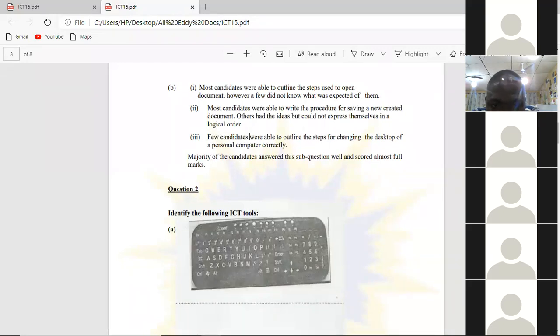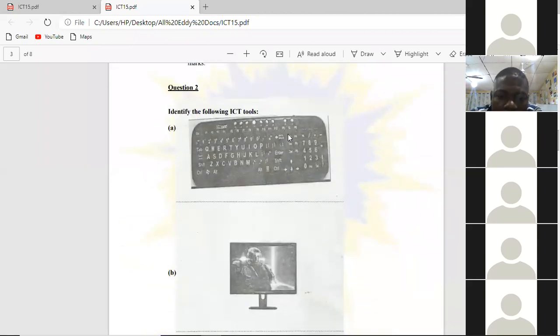Few candidates were able to outline the steps for changing the desktop of a personal computer correctly. Majority of the candidates answered this sub-question well and scored almost full marks. Okay. So what is this? We know this.